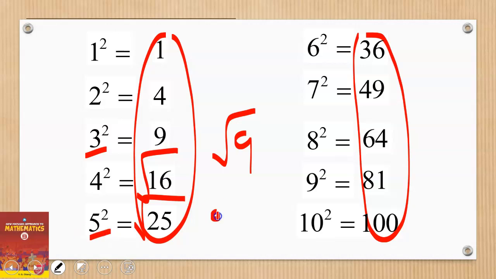That means you did 5 by 5, okay? That gave you the 25. So that is why we say root 25 is 5.